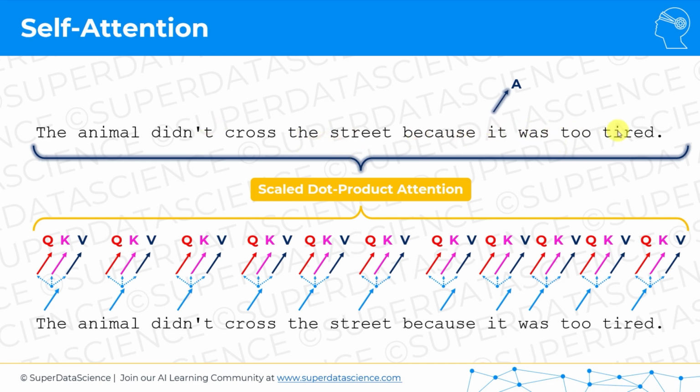So it's got a bit of tired in it, it's got a bit of animal in it, a bit of street and other things in it that are important to the context of how this word is being used. And moreover, we're not going to do it just for one word, we're going to do this for every single word in this sentence. As a result, each one of them will get its own context-aware vector representation that takes into account how that specific word is being used in the sentence as a whole.